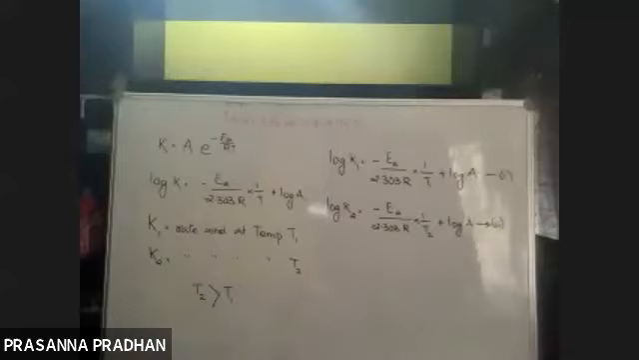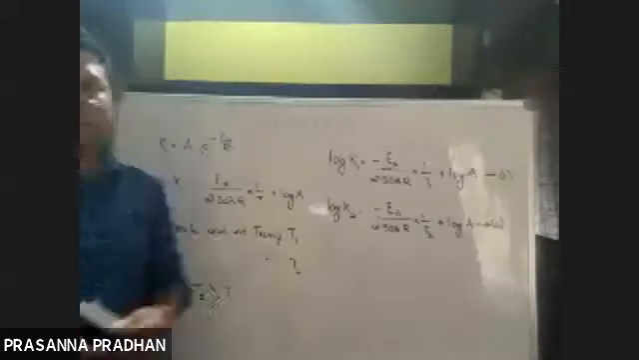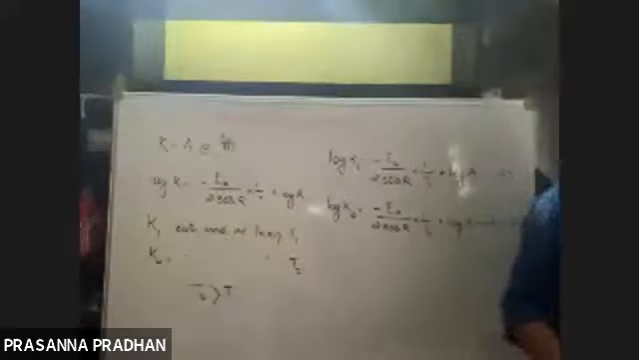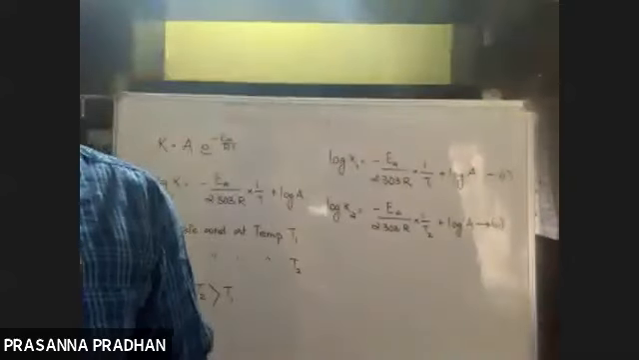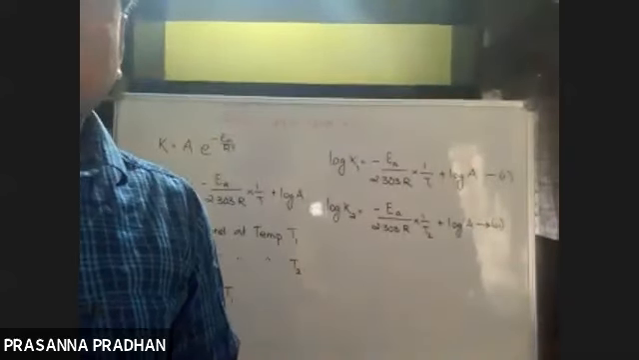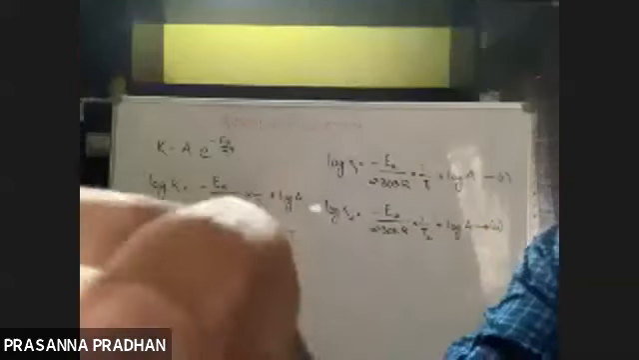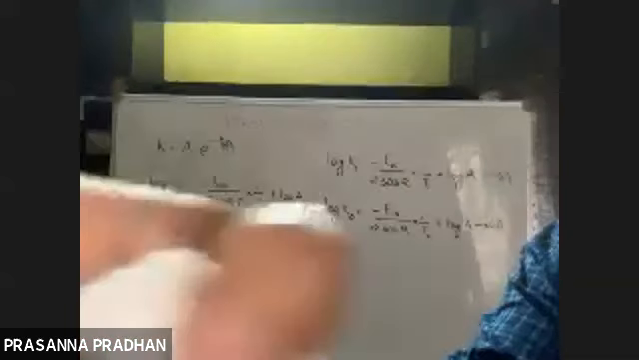So we got two equations, where k1 is the rate constant. Excuse me, sir, the board is not clearly visible. It's blurry. Now it's fine.